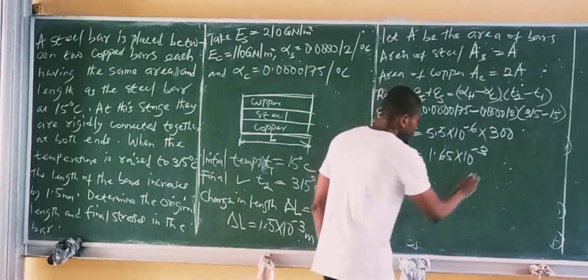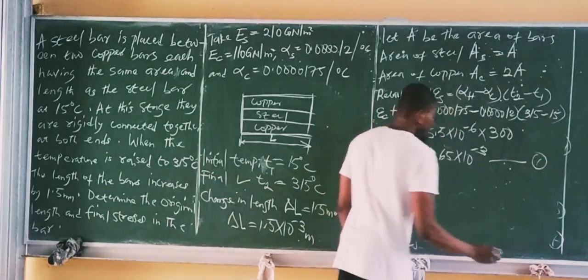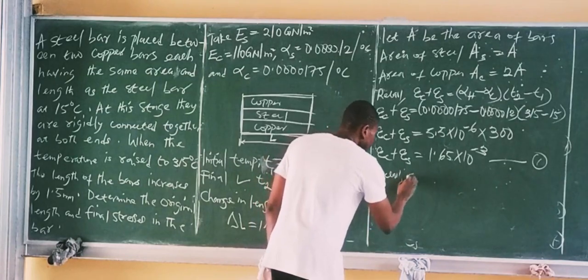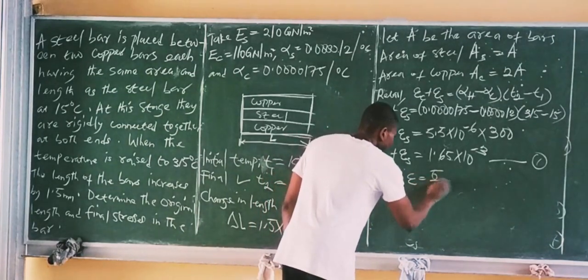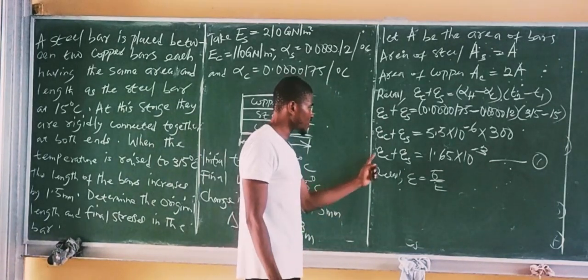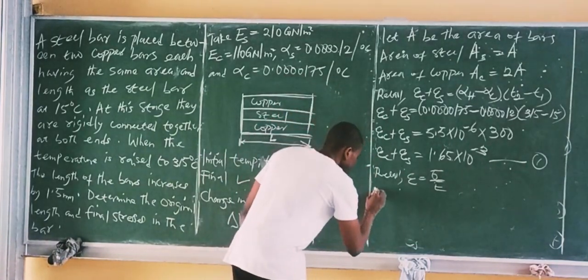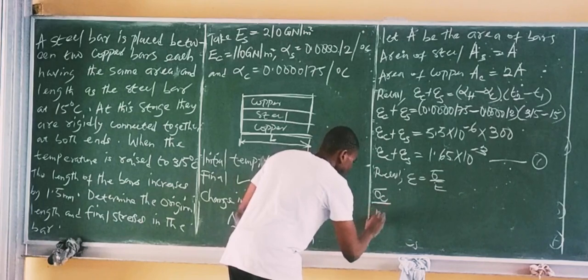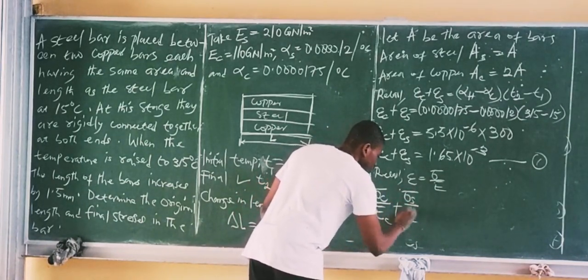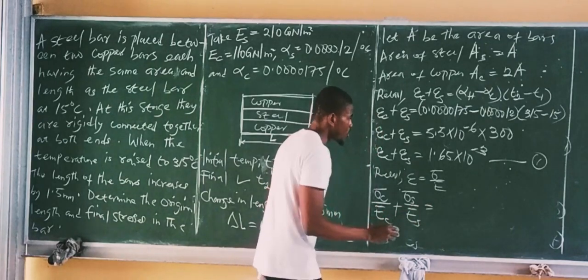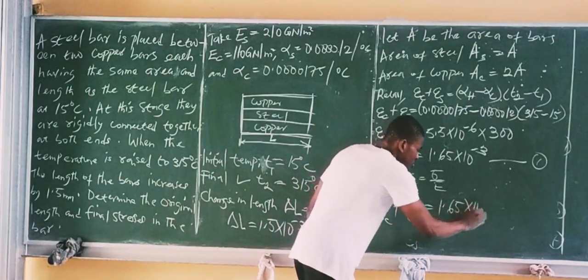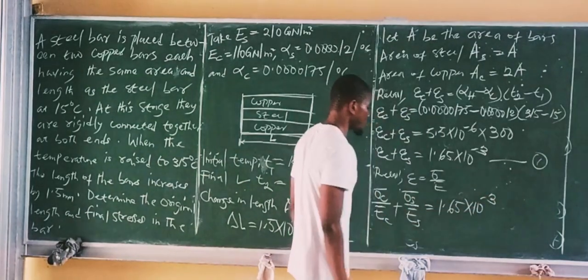Okay, so let's call this equation 1. Now recall, we said that strain is simply stress all over Young's modulus. So in place of strain of copper, I will simply have stress of copper over Young's modulus of copper plus stress of steel over Young's modulus of steel, and that's equal to 1.65 by 10 to the power of minus 10. So we'll have this.